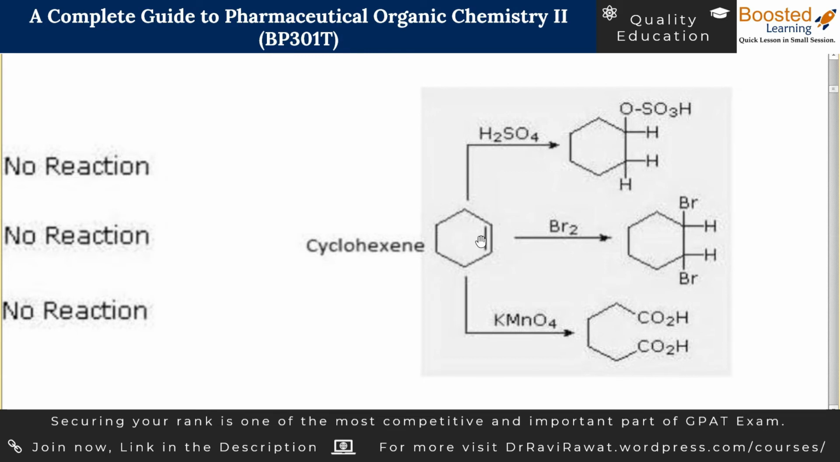So when you react any alkene with H2SO4, it undergoes addition across the double bond. The same happens with bromine. If you react any alkene with bromine, the bromine atoms get added across the carbon-carbon atoms of the double bond. If you react any alkene with KMnO4, which is an oxidizing agent, the double bond carbon breaks and two carboxylic ends are created. So any alkene or any molecule which has a double bond must give this reaction.